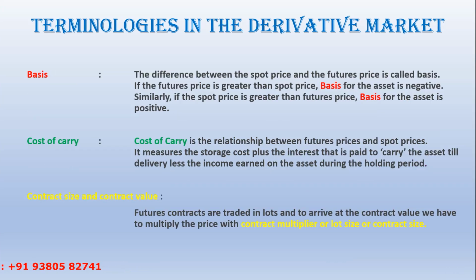What is called basis? The difference between spot price and the futures price is called basis. If the futures price is greater than the spot price, the basis for the asset is negative. Similarly, if the spot price is greater than the futures price, the basis for the asset is positive.